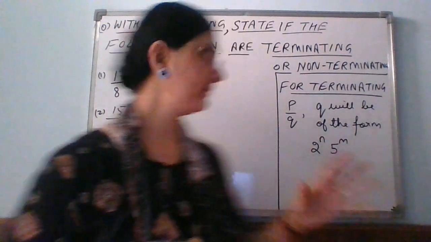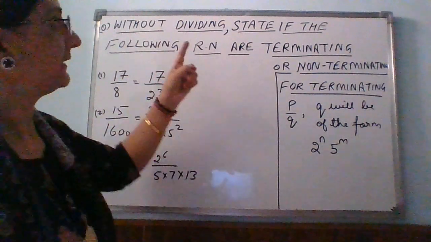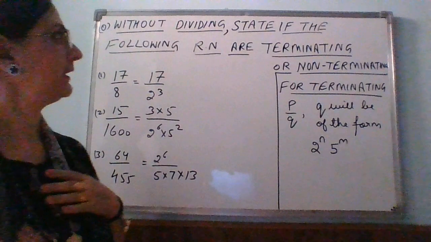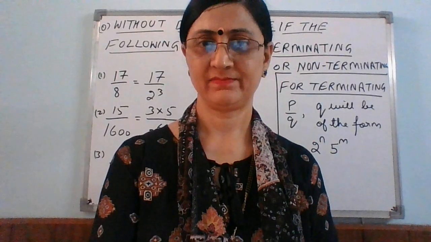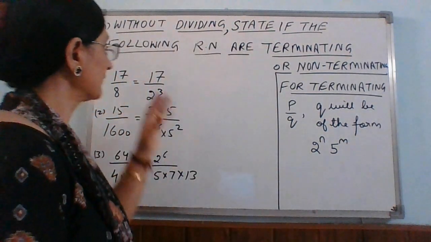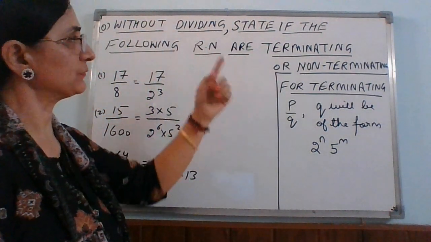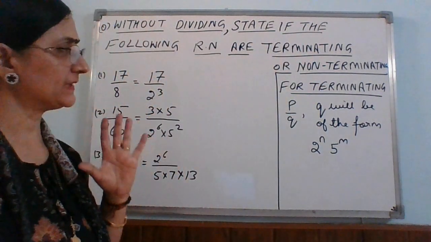Yes, children. Now I have written the last question, right? So what is the question? Without dividing, state if the following rational numbers are terminating or non-terminating. So how to prove terminating and non-terminating, right? So these are the rational numbers. You have to prove that terminating or non-terminating, right? So there is simple method.